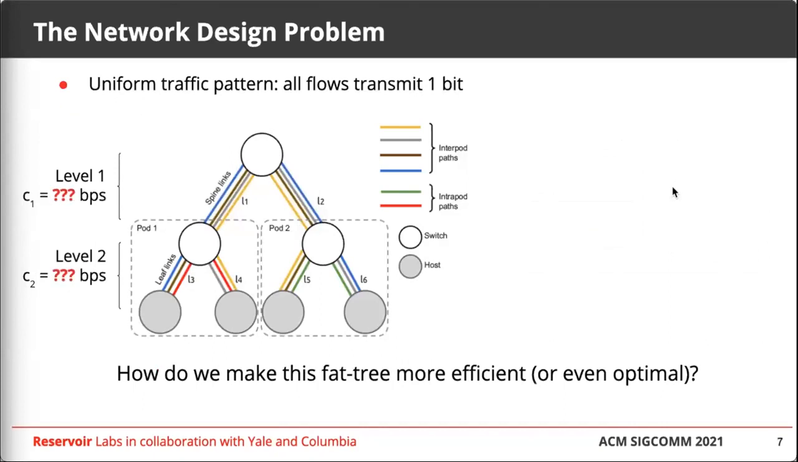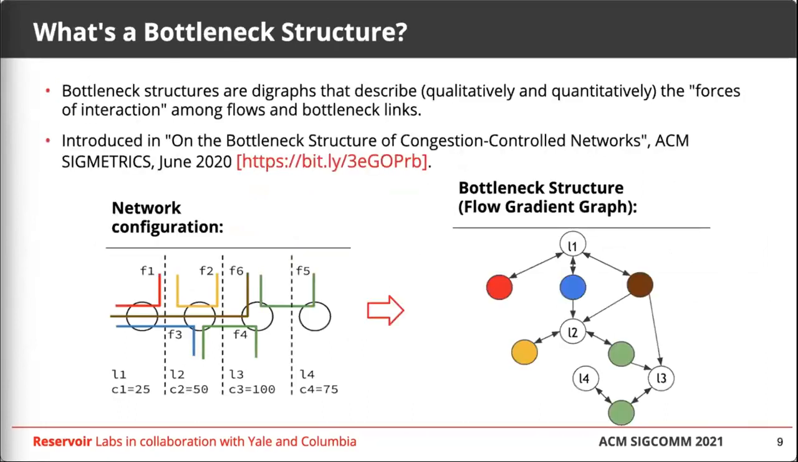So to answer this question, we need a conceptual tool to help us keep track of how congestion control acts on this network. And that tool is the theory of bottleneck structures. A bottleneck structure is a directed graph that models congestion control. For any network, if we're given the capacities of the links and the paths of all the flows, then we can construct a bottleneck structure just like this.